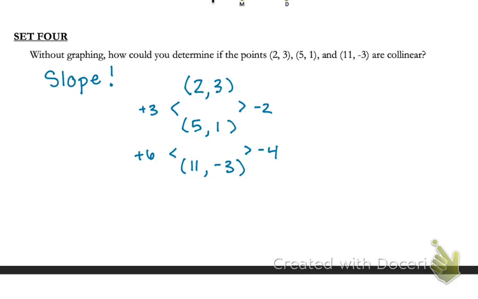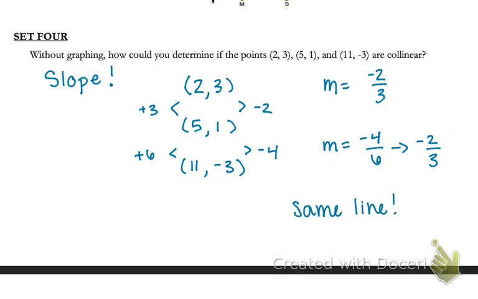So the slope between my first 2 points would be negative 2 over 3. And the slope of my next 2 points will be negative 4 over 6, but I'm going to reduce that. Negative 4 over 6 reduces to negative 2 over 3, which means they are the same line because my slopes are the same.